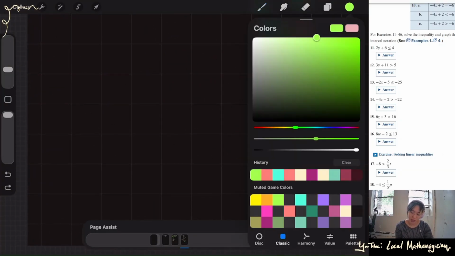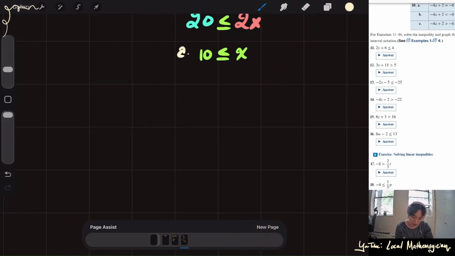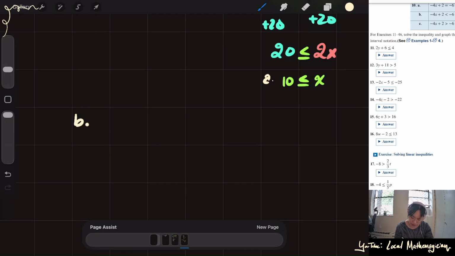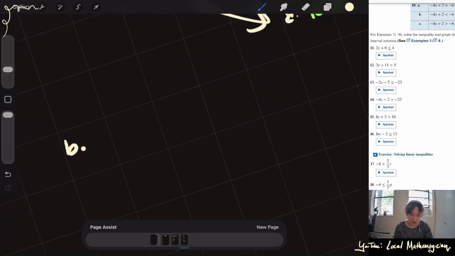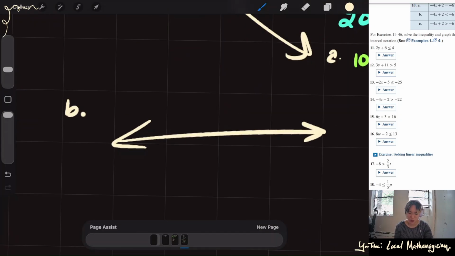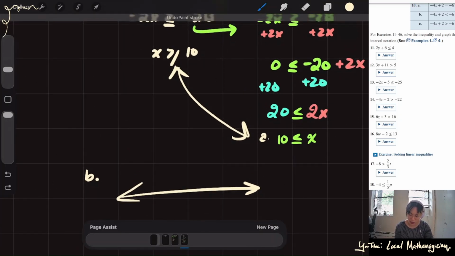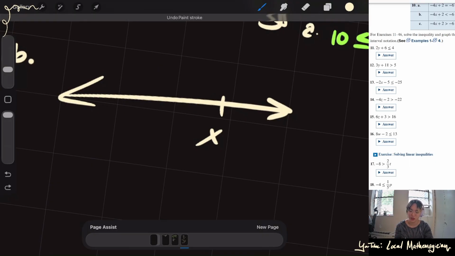Okay, now it's time we graph it. So if we were to graph this guy, it'll be, let's see. Again, these two are the same, right? x is greater than or equal to 10. It's the same as saying 10 is less than or equal to x. It's the same thing. Some of you guys, when you read this, you write x and then you squiggle this way and say 10. Don't do that. x is your variable, okay?